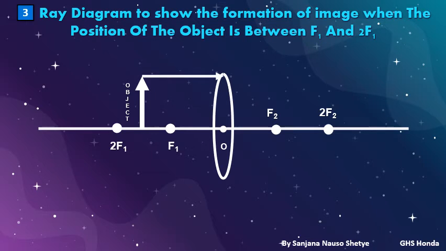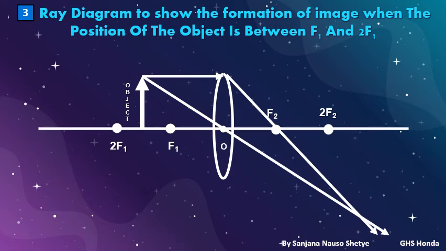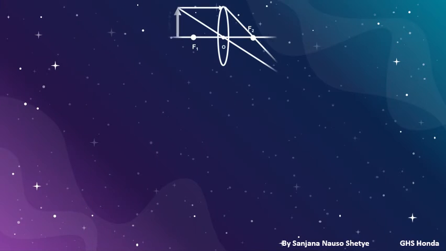Draw the incident ray parallel to the principal axis. That incident ray passes through the convex lens and gets refracted. Draw one more ray passing through the center of the lens. Draw a downward arrow from the principal axis to the point of intersection which represents formation of image.